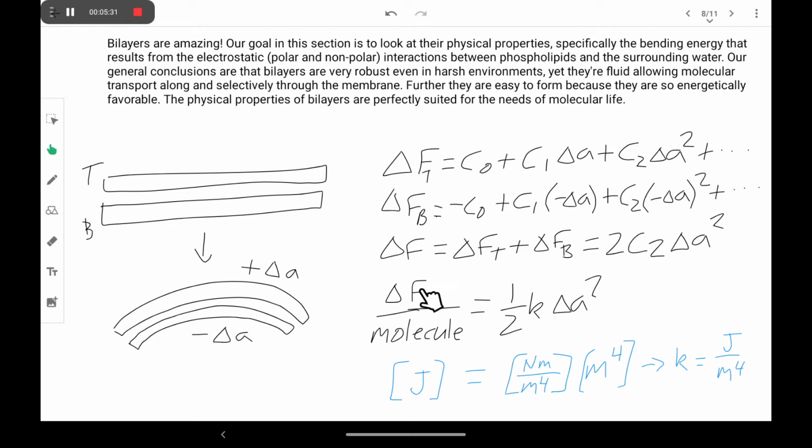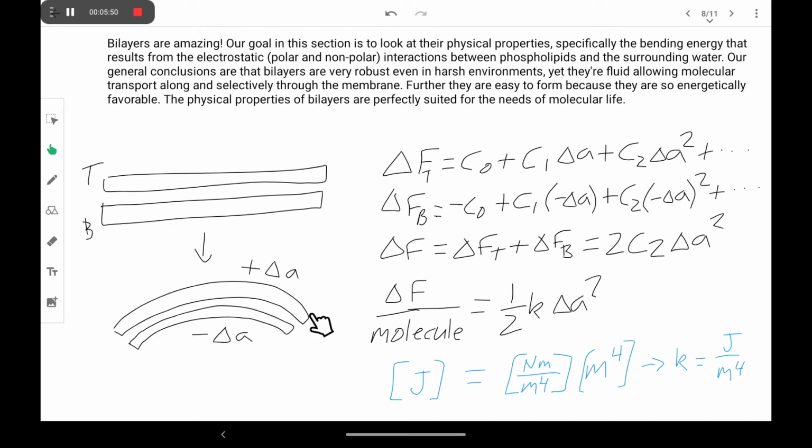So if we look at what is the free energy per molecule, we just divide this by 2, and then we're just going to call this constant 1/2 K. Now later we're going to call it a different constant, so it really doesn't matter. But the reason why we choose this is because it looks very much like Hooke's law, which it ought to, because this is an elastic effect.